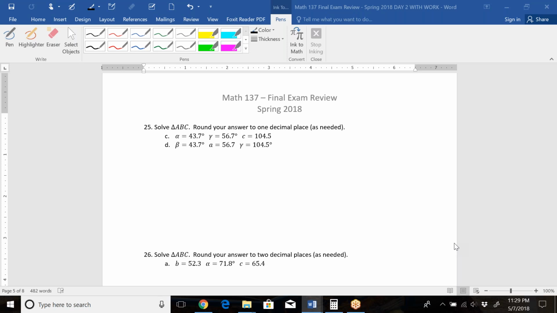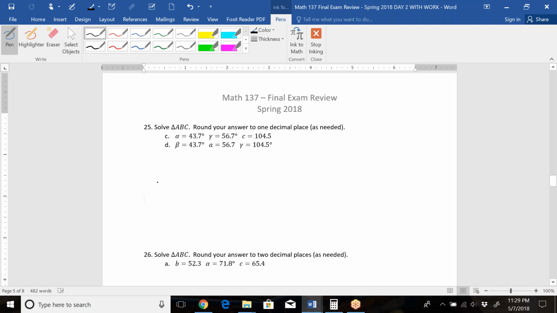All right, this is another part of the final exam review for Math 137 for day 2, starting with number 25, part D, or actually that probably should be B, but I don't know why it labeled it differently. But we're supposed to be, I think it didn't copy correctly. Let me see. Those are the exact, no, they're not the same.